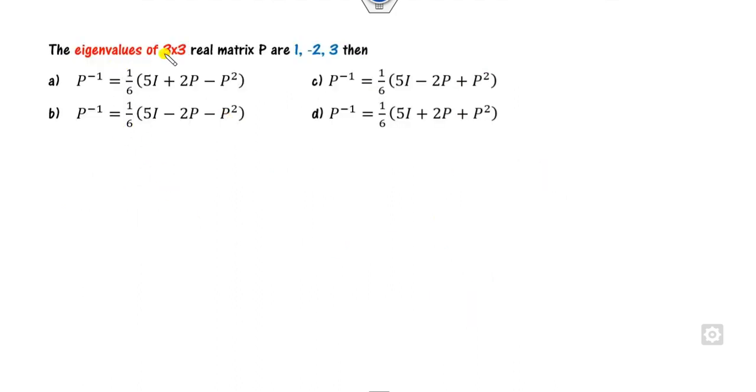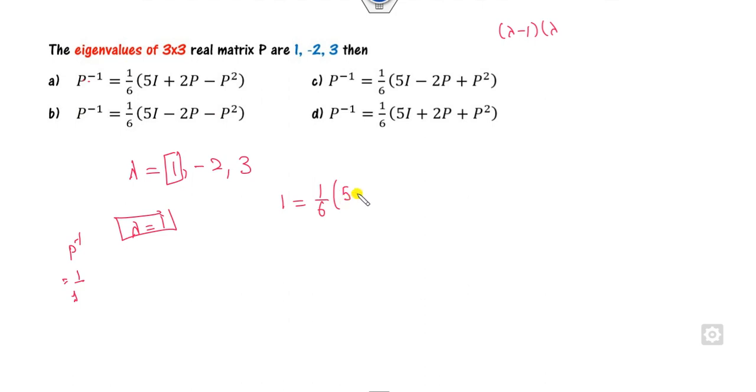Okay, so the eigenvalues of the 3 cross 3 matrix are here. Which of them? There is one way you can solve it like this. You can write the characteristic equation, but I will tell you the shortcut trick. For the eigenvalue, you can take the first pair, say lambda is 1. What are the eigenvalues of the A inverse? That is 1 over 1. So I can try for here: 1, 1 over 6, 5 plus 2. What is the eigenvalue of P square? It is 1. So is it satisfied? Yes, it's satisfied. The 1 is satisfied.